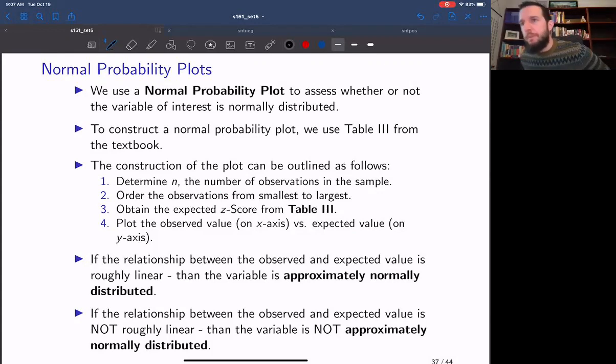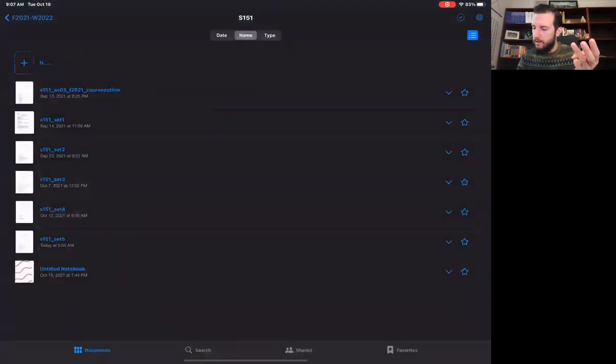Constructing this is actually quite straightforward. All you have to do is, one, count how many values you have. So just determine how many observations are in the sample. Two, order them from smallest to largest. Three, look up the corresponding z-scores in table 3, which is a new table that looks like this.